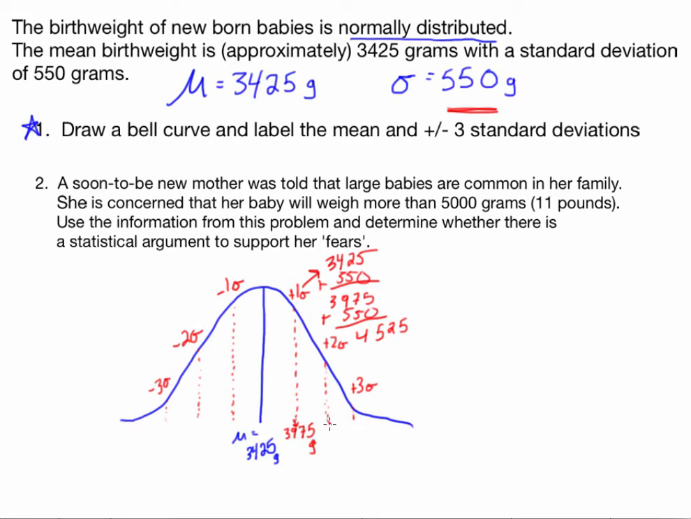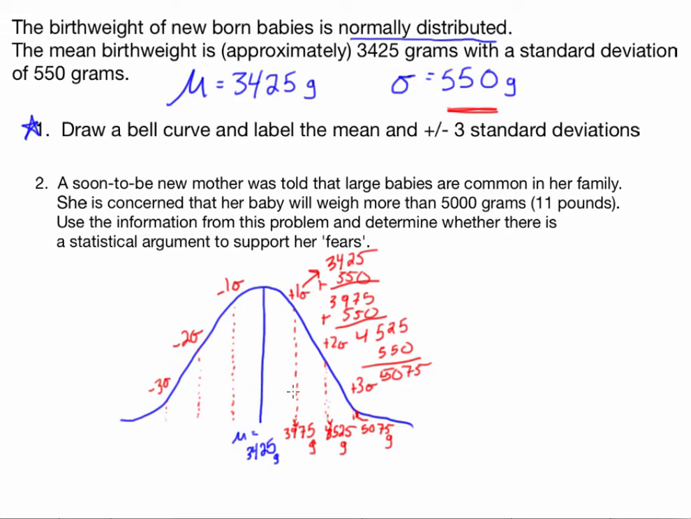And that would be right here. This is the value of 4,525 grams. Finally, right here at positive 3 standard deviations, if we were to add just one more standard deviation, 550, to that 4,525, you would get 5,075. So that is this value right here at positive 3 standard deviations, 5,075 grams.